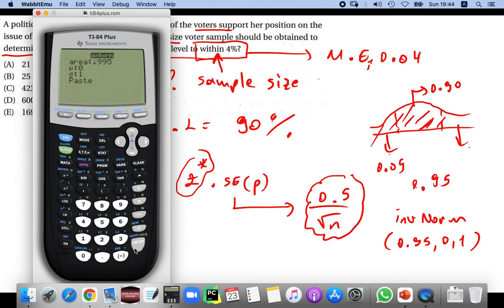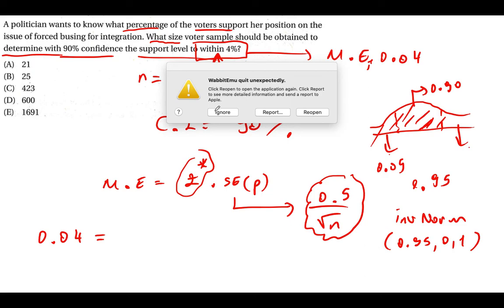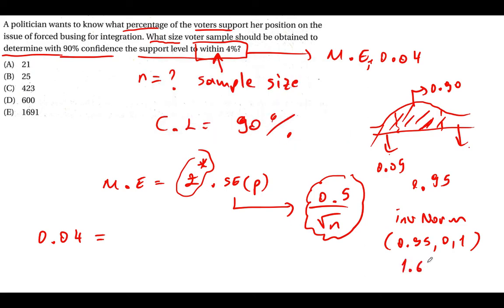Let me calculate the inverse norm of 0.95, mu and sigma same, no change. It will be 1.6448. So I can say 1.645 if I round it, approximately. So this is my z star. So 1.645 times 0.5 over square root of n.